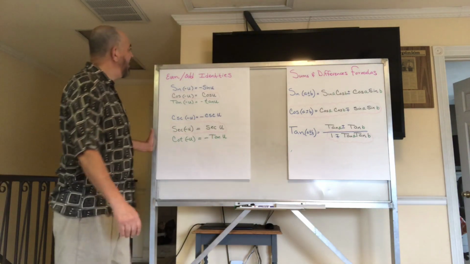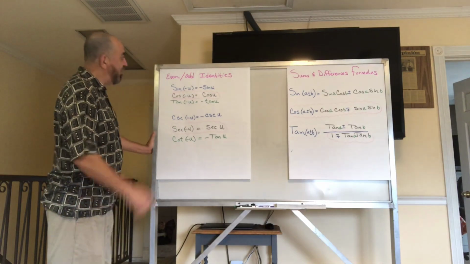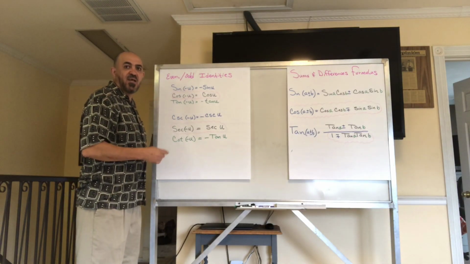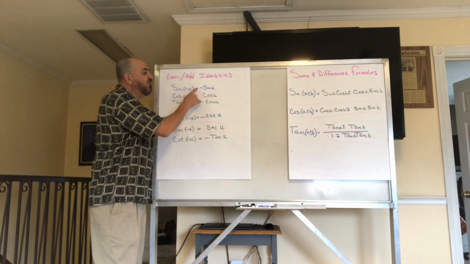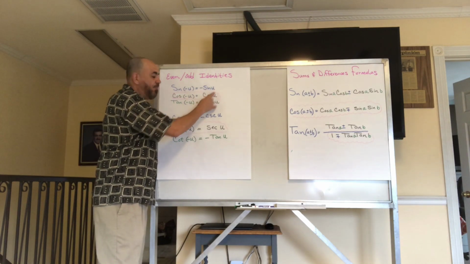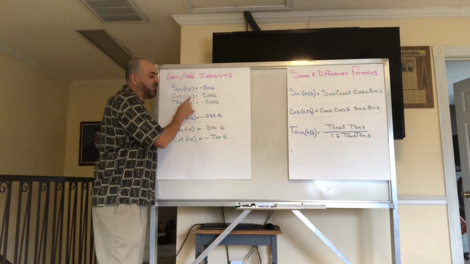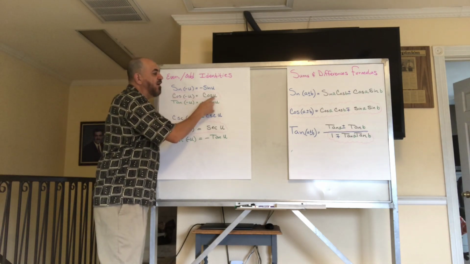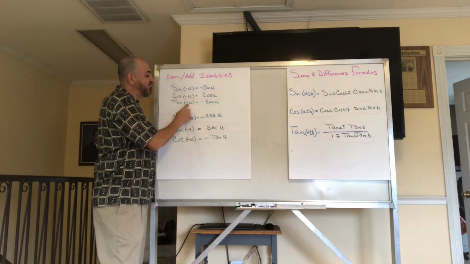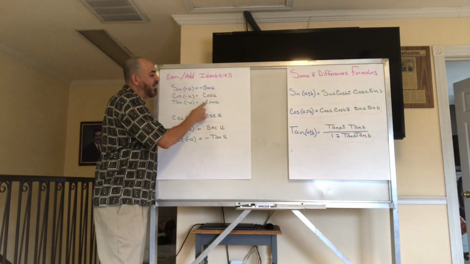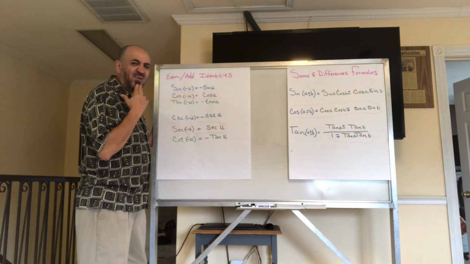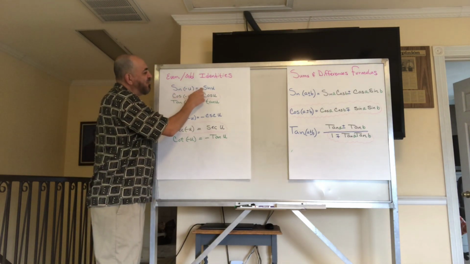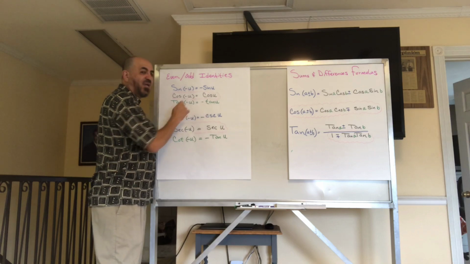So here we have the odd and even, or even and odd identities. Basically it says that if you have the sine of negative u, you will end up with negative the sine of u. If you have the cosine of negative u, you will end up with cosine of u. And if you have the tangent of negative u, you will end up with the negative tangent of u. Now, what do you notice? That if you start with a negative, you end with a negative. You start with a negative, you end with a negative.